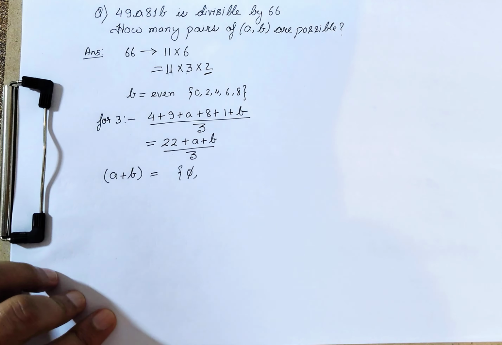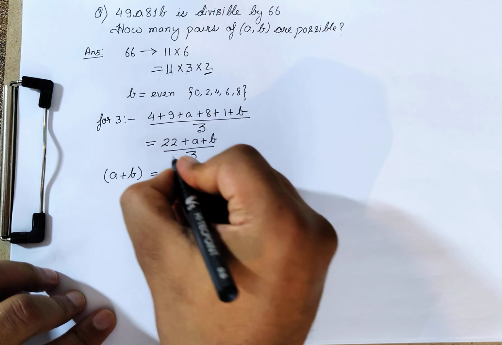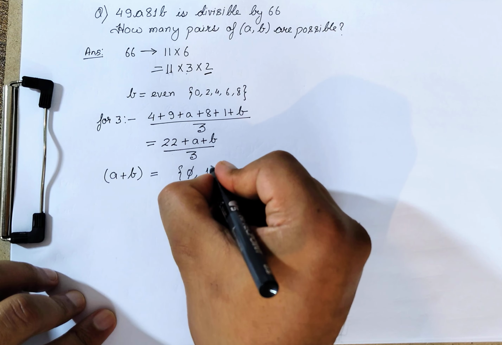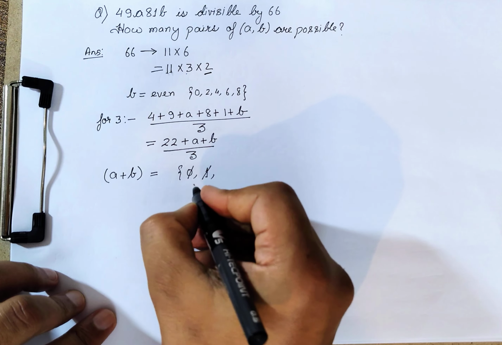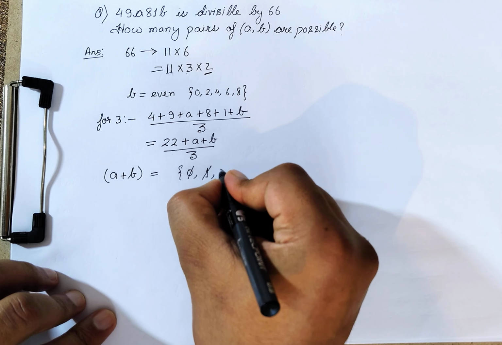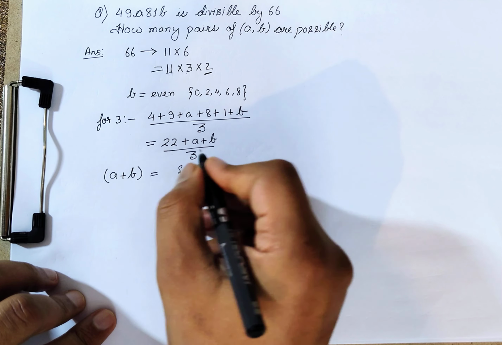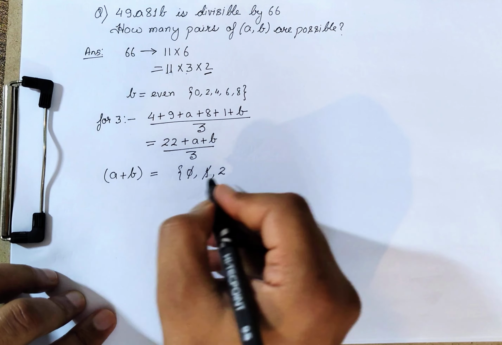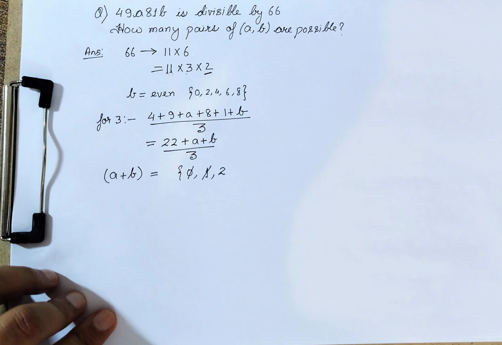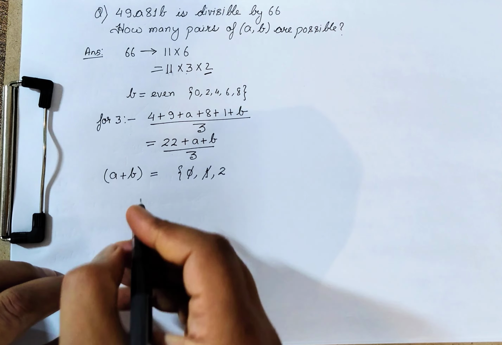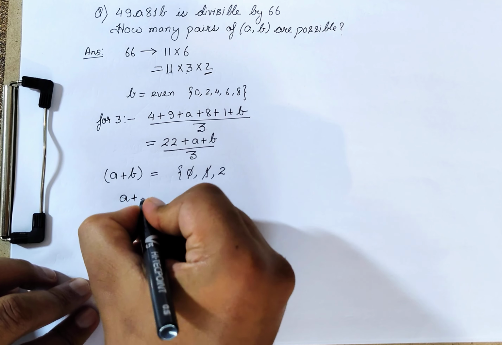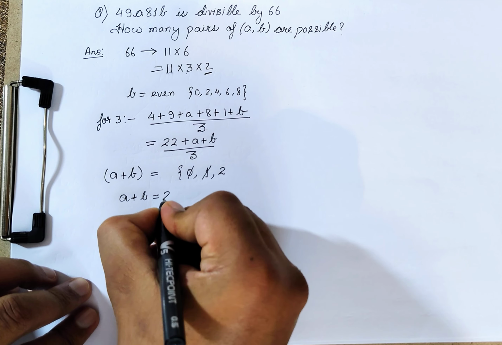A plus B, can it be 1? No. Why? Because 22 plus 1 is 23, which is not completely divisible by 3, hence 1 is also ruled out. Now can A plus B equal 2? Yes, 22 plus 2 is 24, which is completely divisible by 3, hence A plus B can be 2. So we can write A plus B equals 2.